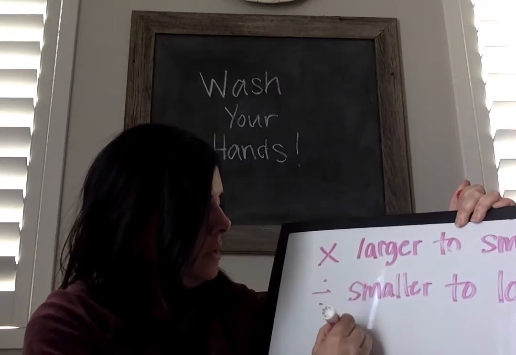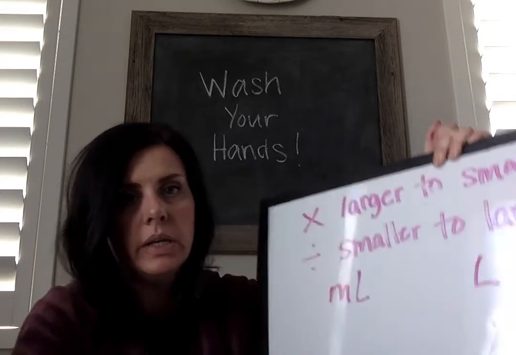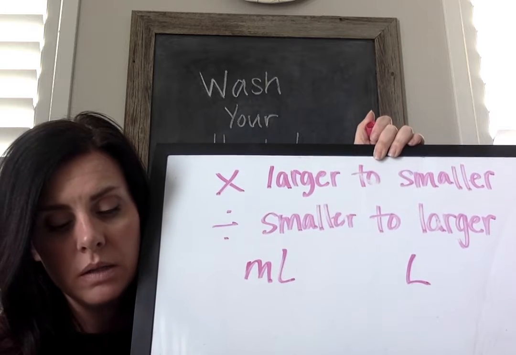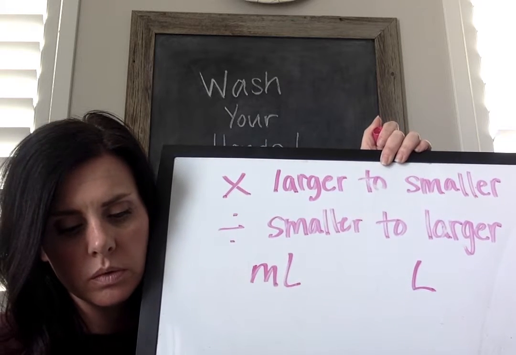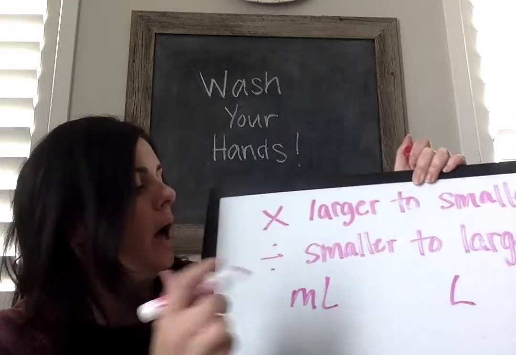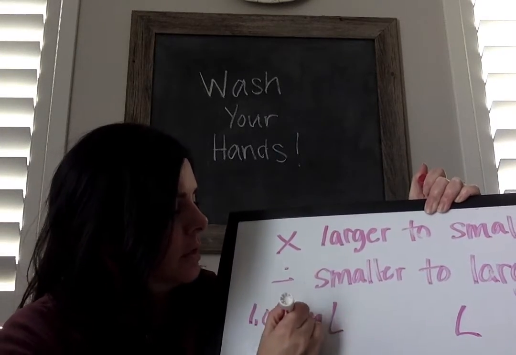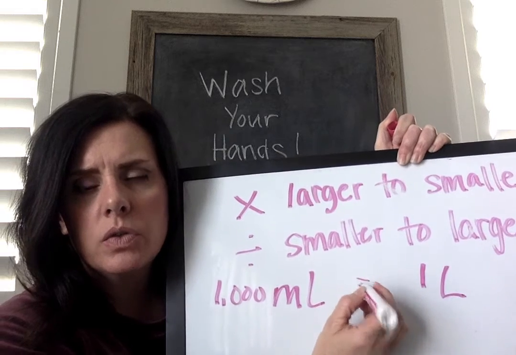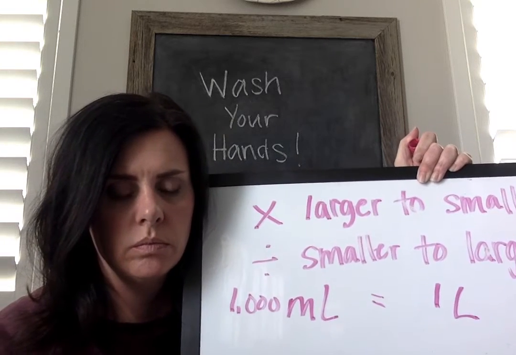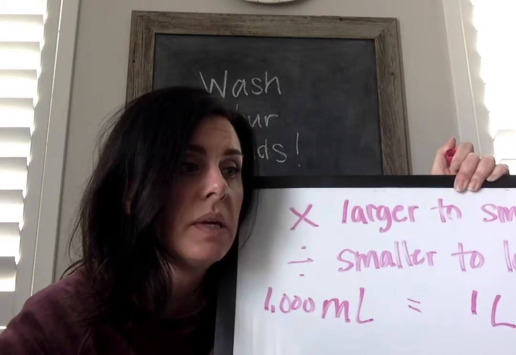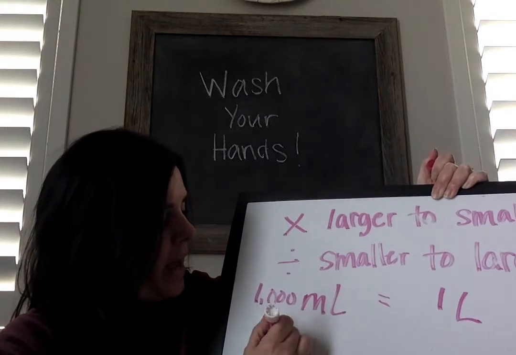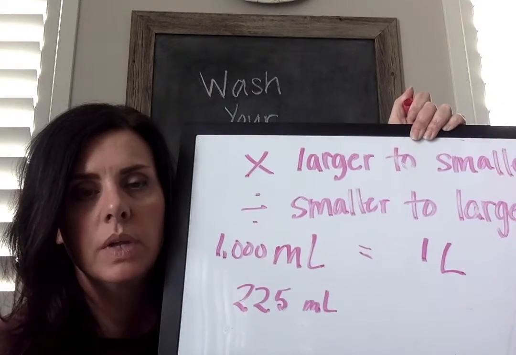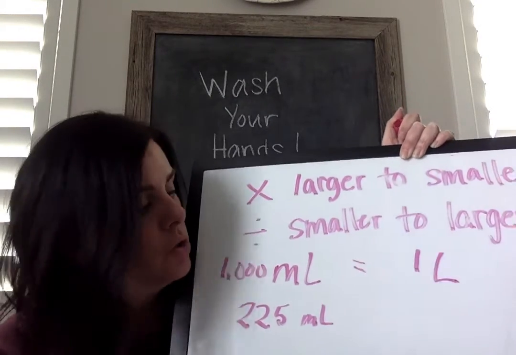Okay, we're going from milliliters to liters. There are 1,000... Nope, sorry. 1,000 milliliters in 1 liter. Those two are equal. But it tells us at the beginning that she has 225 milliliters, and we want to convert it to liters.